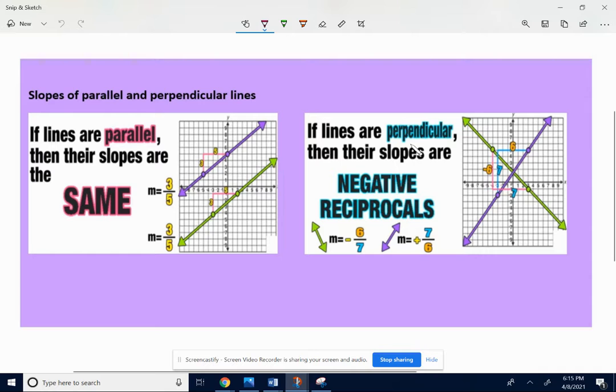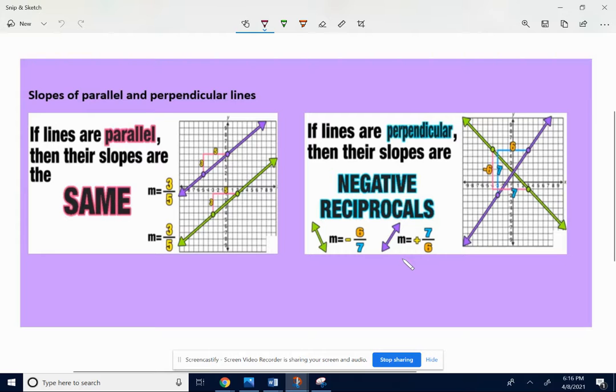Now perpendicular lines. This isn't as obvious, maybe, but look at these two lines here and what their slopes are. These are perpendicular. The green line is down 6/7 to get from one point to another, so it has slope -6/7. The purple line goes up 7/6, so it has slope 7/6.